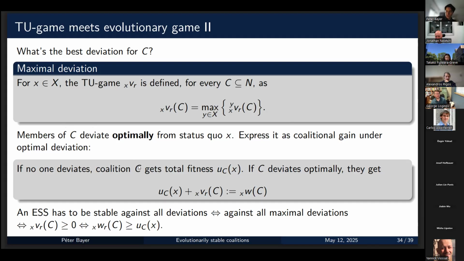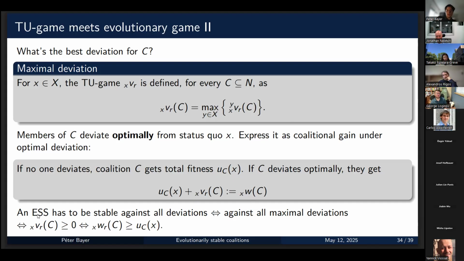Then I will do one more trick, and then I'm done. Express it as a coalitional gain under the optimal deviation. So I take this maximum gain and I just add U_C of X for each C. And I get yet another TU game, this pre-index X, W of C, which is just going to be another TU game that I have derived from the evolutionary game, assuming some status quo X.